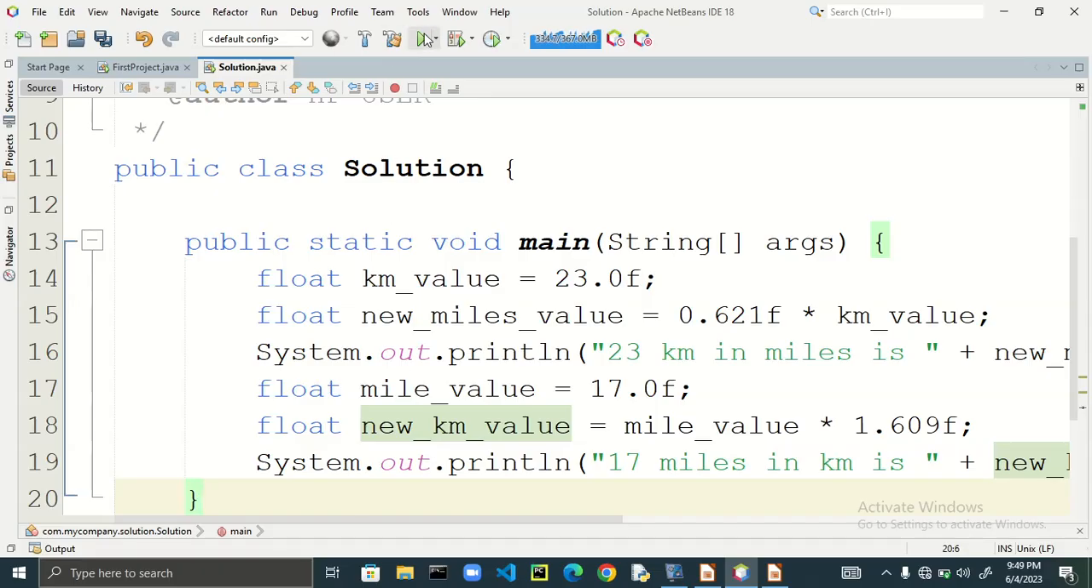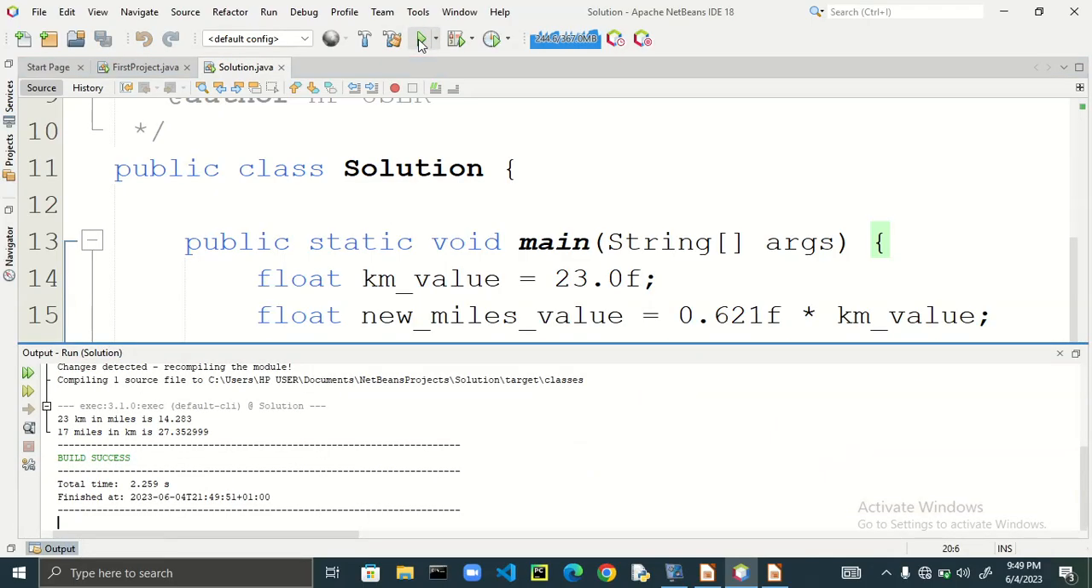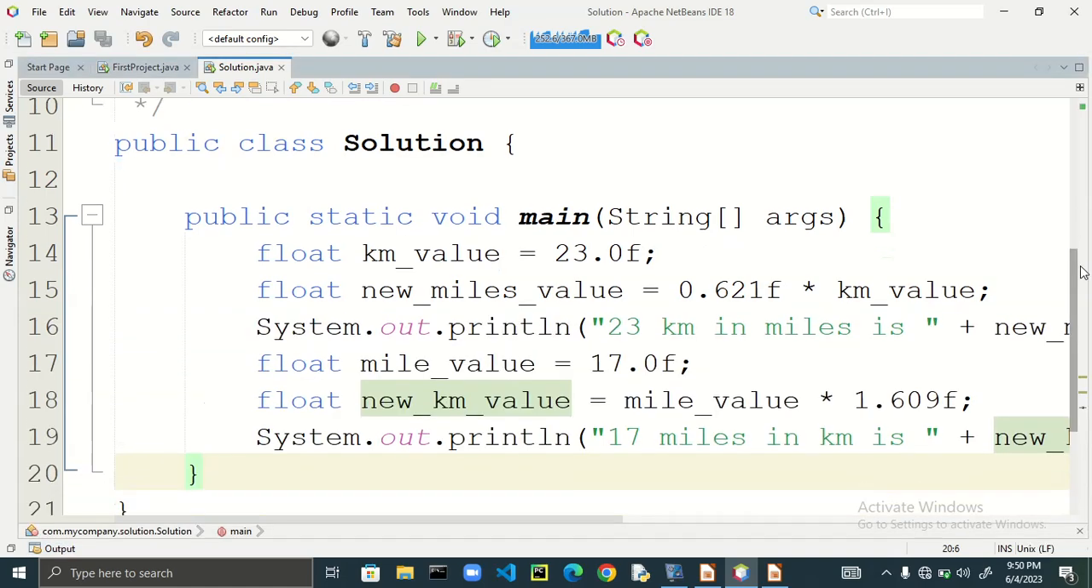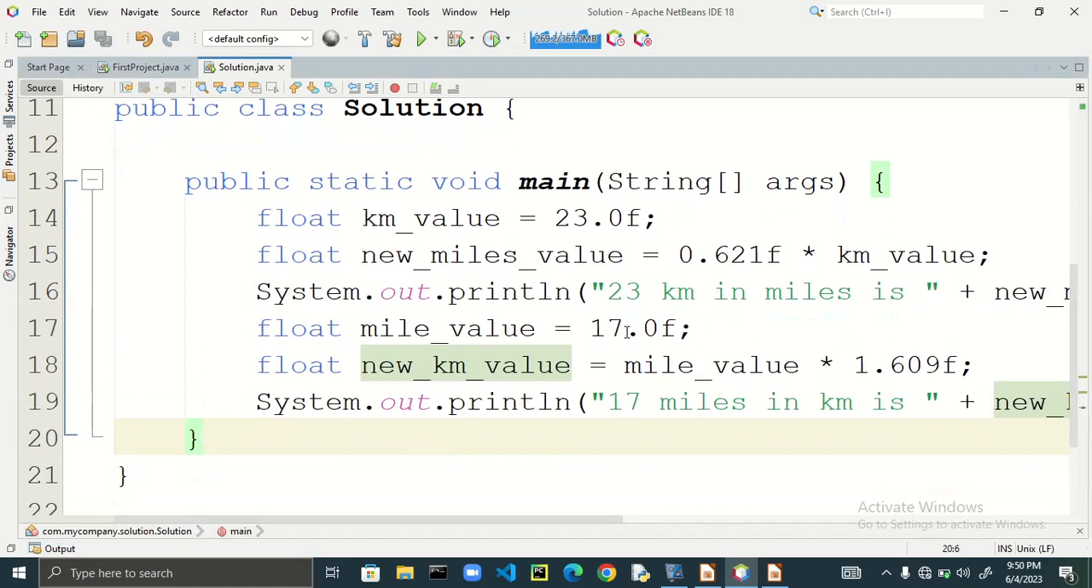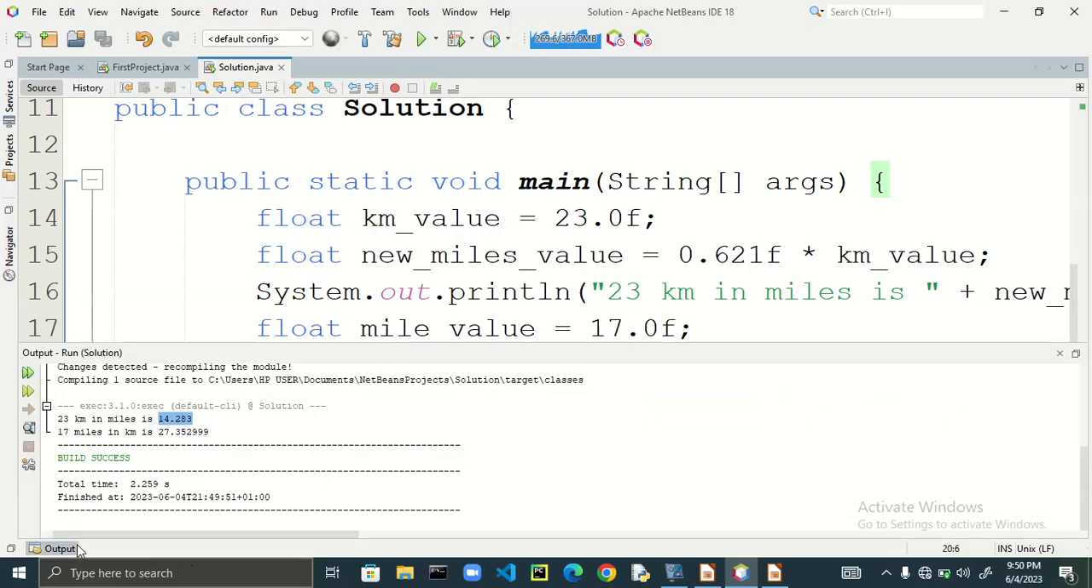So let's run our program and see what we get. And right here we have our answer. It says 17 miles in kilometer is 27 point whatever that is here, while 23 kilometers is going to be this guy that we have right here. So let's be sure that our formula is working very well. Let's grab the number that we have here when we converted 23 kilometers to mile. We have 14 point this.